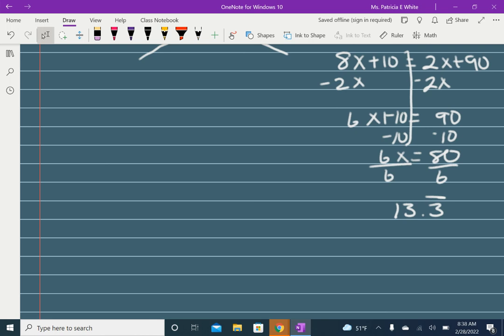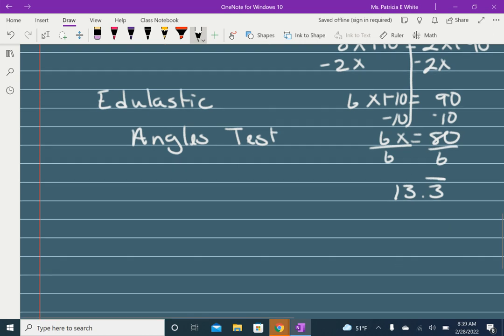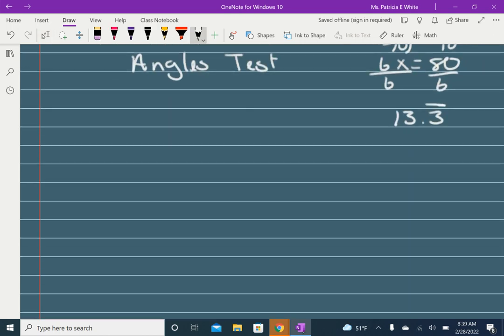I want you to pause the video. I want you to do the assignment in Edulastic that says Angles Test. And then when you get done with that, I want you to come back to this video and we're going to start about our interior and exterior angles. That's going to be the triangle problems. Okay? All right, pause and go do your assignment Angles Test in Edulastic. Remember to sign in with Google, not a username and password.